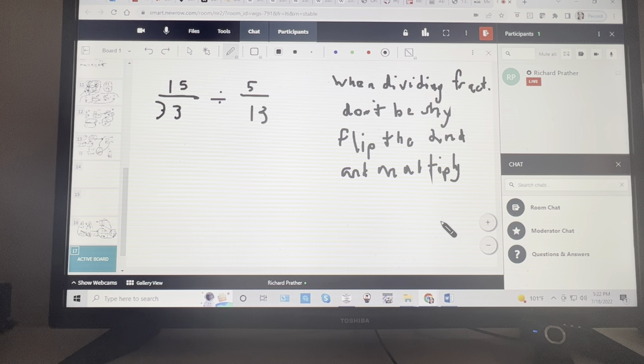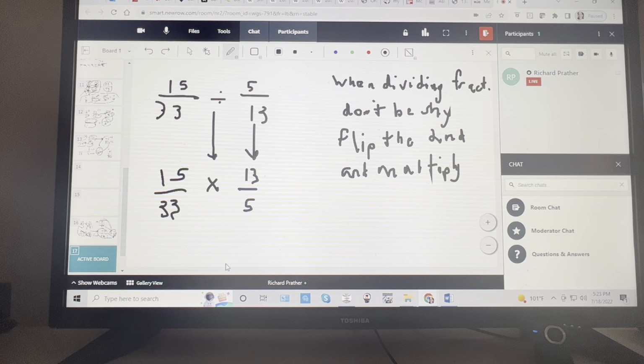This helps a lot when you're doing a fraction divided by a fraction, or even a number divided by a fraction, or a fraction divided by a number. So I have a fraction divided by a fraction. When dividing fractions, don't be shy. Flip the second fraction and multiply. If you flip the second fraction, you get to multiply instead of dividing. Dividing fractions directly is hard to do, but if we use this little trick to flip the second and multiply, now we have exactly the same kind of problem as in the first half of this homework.